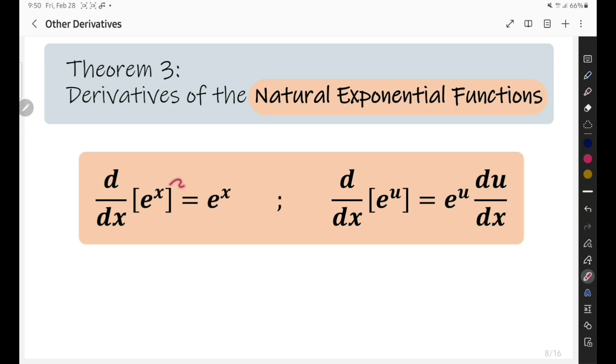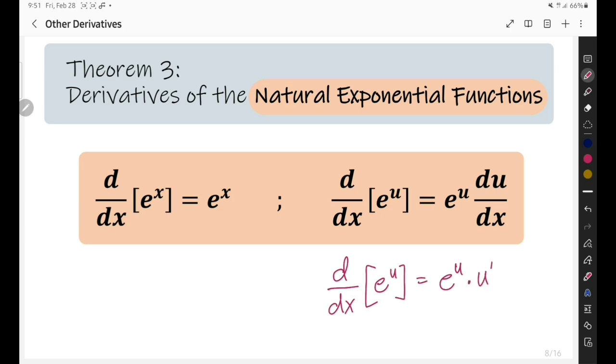Okay, but what if your x here is not x? It would be a function in terms of x, so it's u. When you get the derivative in this form, you have to use this formula. The derivative of e to the u is e to the u, but you still have to get the derivative of the u. So the derivative of e to the u is equal to e to the u times u prime.